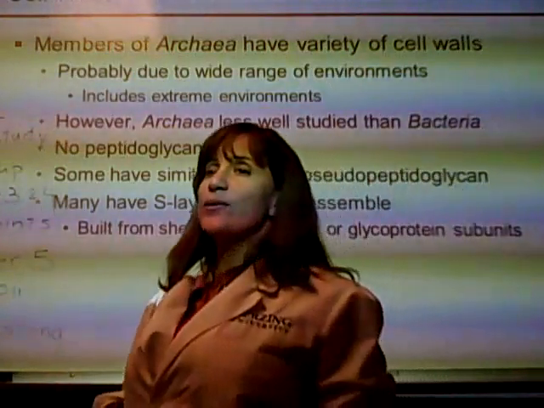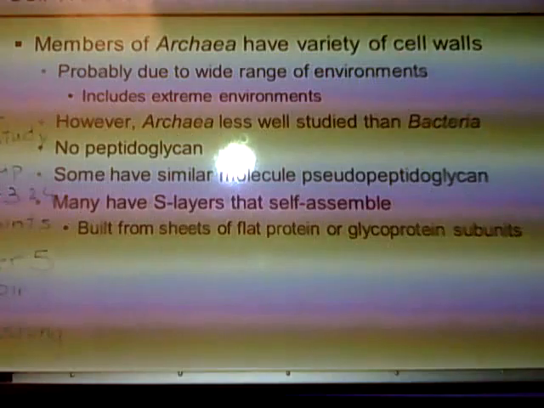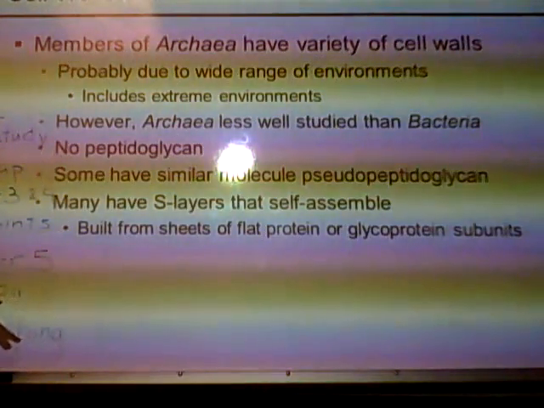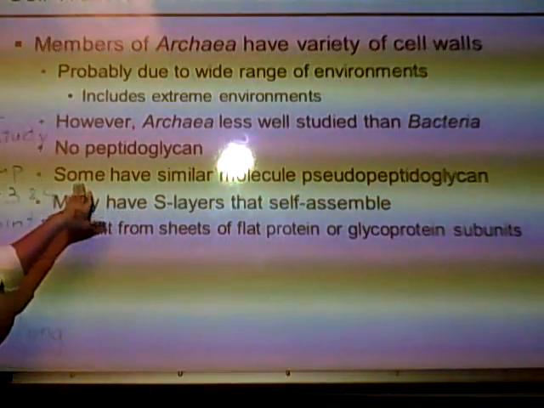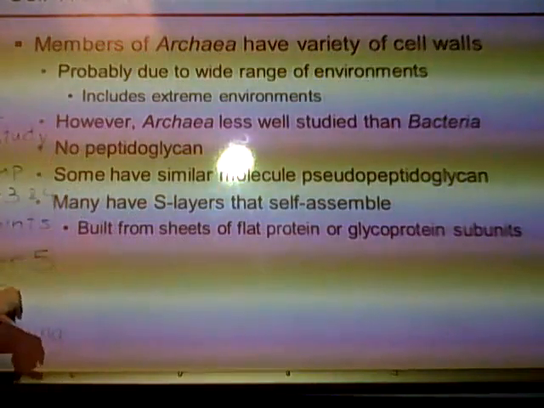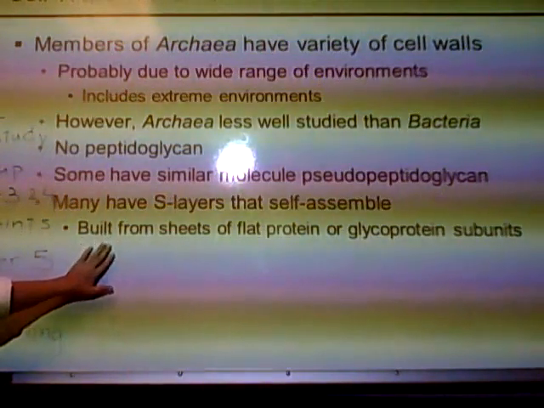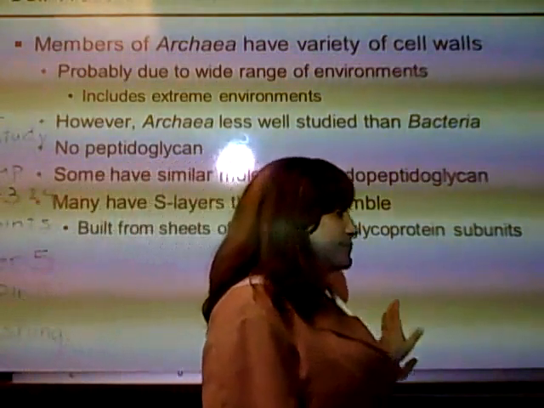Okay, archaea, we talked about archaea being the extremophiles, extreme hot, extreme cold, extreme salt. Okay, so why is that possible? They have a different molecule that's called pseudopeptidoglycan. Okay, and it's built from these sheets of flat protein or glycoprotein substances.